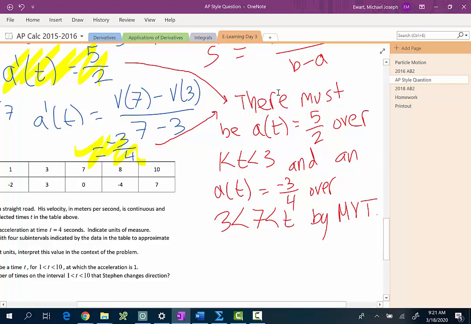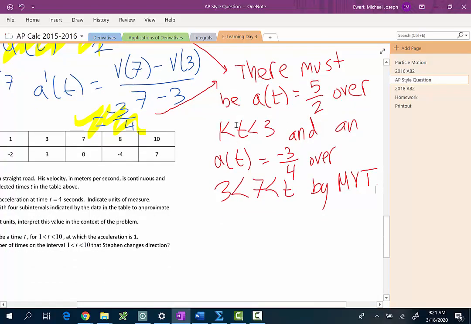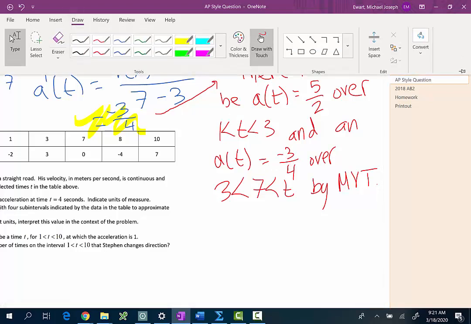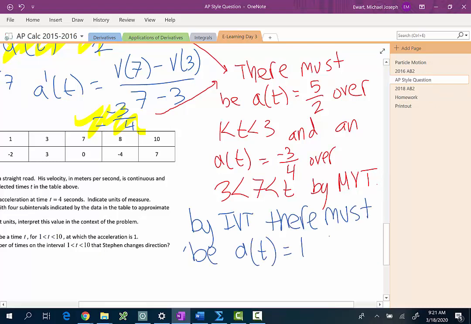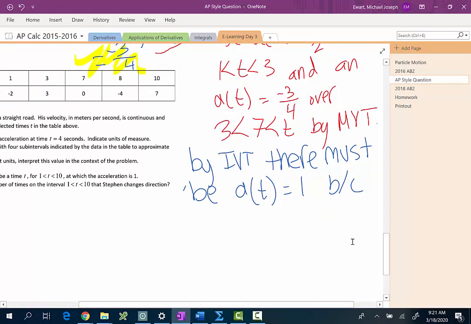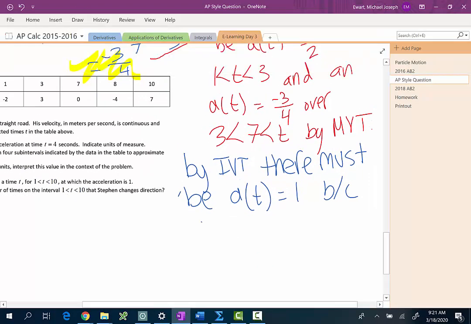Now, that just showed that there's an acceleration of 2.5 between 1 and 3, and negative 3/4, negative 0.75, between 3 and 7. We didn't yet say why it has to be 1. So now we want to add on to that: by IVT, there must be an A of t equal to 1, because those values are in between. Because 5 halves is greater than 1, which is greater than negative 3/4. So we're saying that in between 5 halves and negative 3/4, it has to pass through 1.